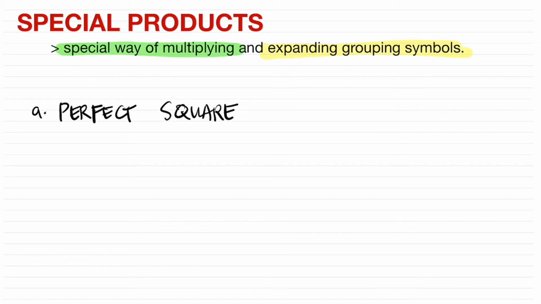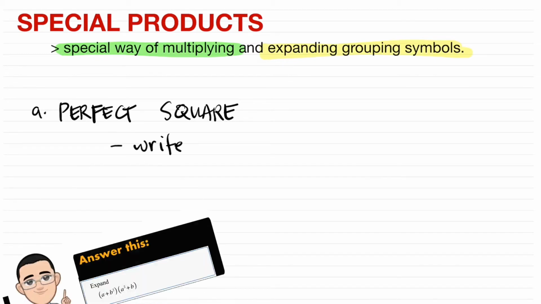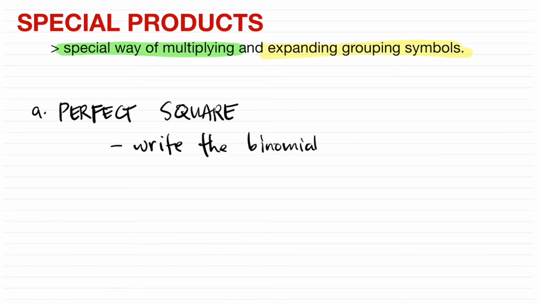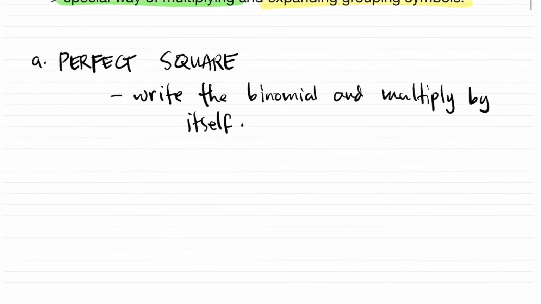Perfect square. Now, how do we do perfect square? Write the binomial and multiply by itself. You have to multiply the binomial by itself.